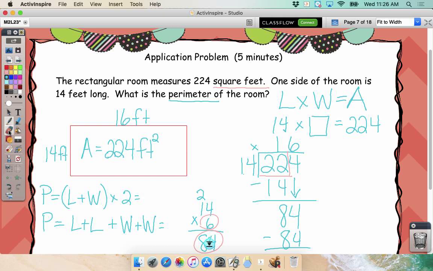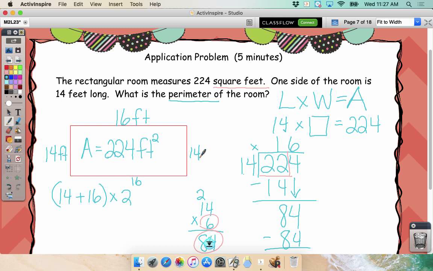So, do I know how to add all this up? No. Add. I have to add. What am I going to add? You could add 14 plus 16 and take it times 2, right? So you could do 14 plus 16 and take it times 2. What else could you do?